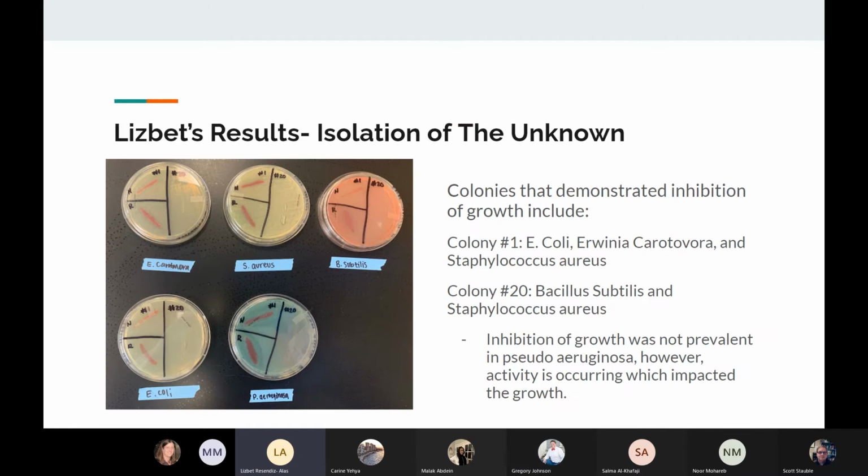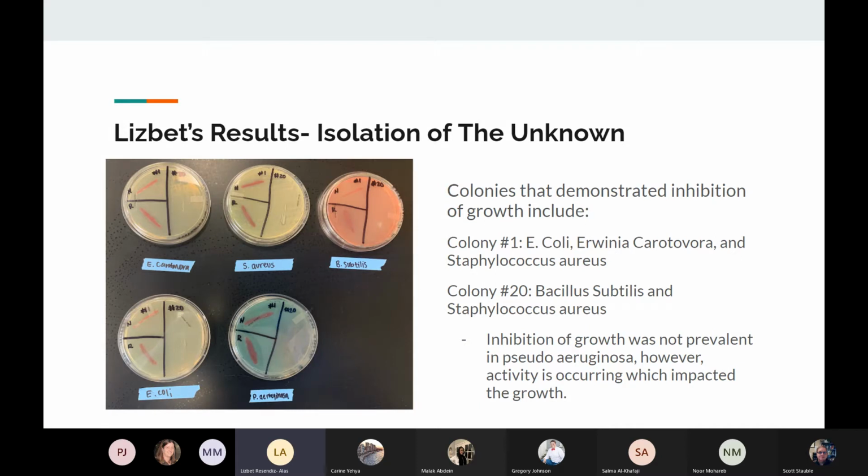If you move on to the next slide, please. This is where we isolated the unknowns once again. As you can see, I divided the plate into 3 sections: one for the number 20 unknown, and the other 2 sections for the red spot and the base, or original, colony, since we isolated those 2 separately. It somehow turned both of them red, but it shows that colony number 1 had shown inhibition of E. coli, Erwinia carnivora, and Staphylococcus aureus. And colony number 20 showed inhibition of Bacillus subtilis and Staphylococcus aureus.